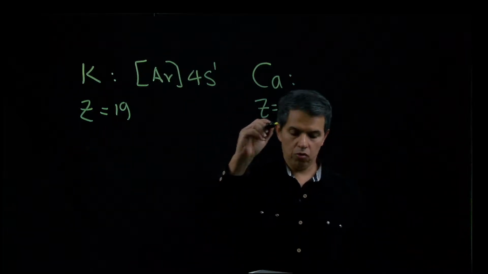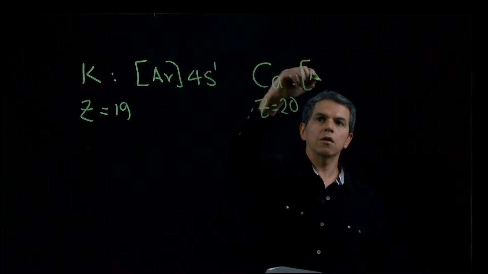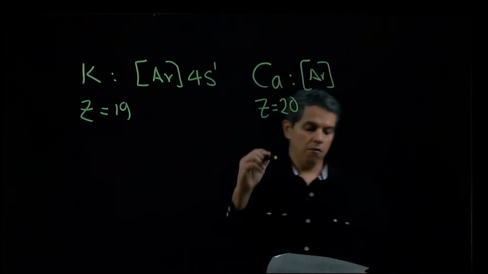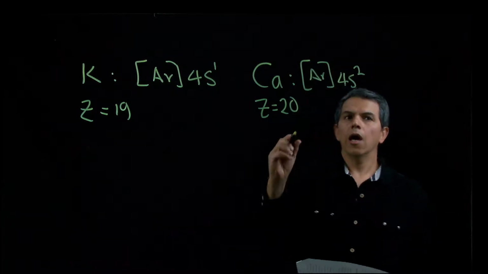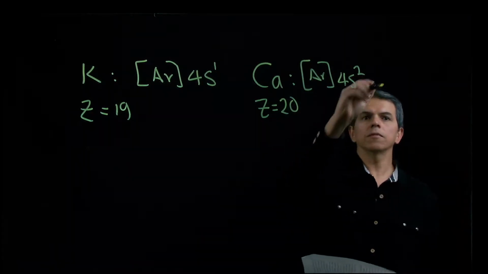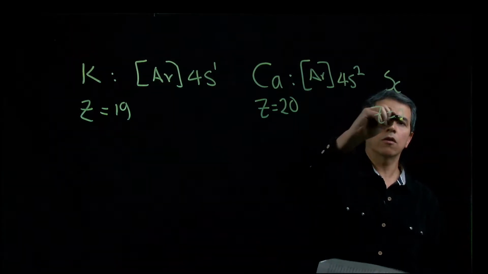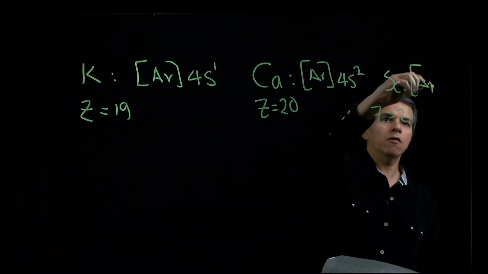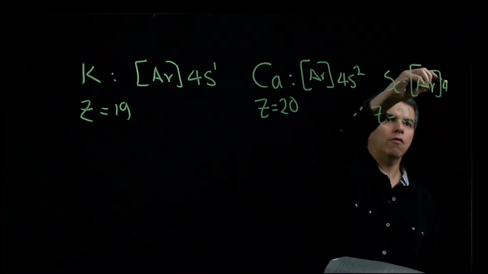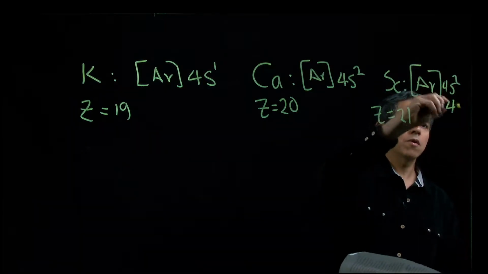For calcium, the atomic number is 20. The electron configuration will be that of argon, followed by 4s2. And for scandium, the atomic number is 21. The electron configuration will be that of argon, followed by 4s2, 3d1.